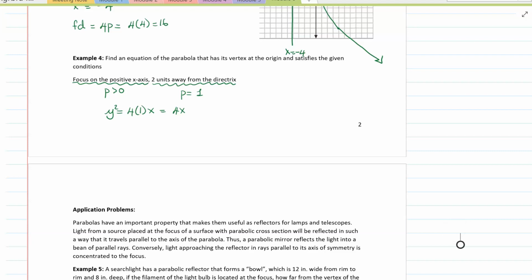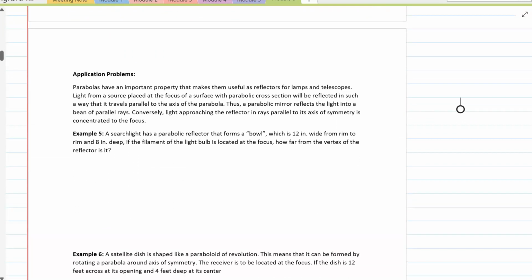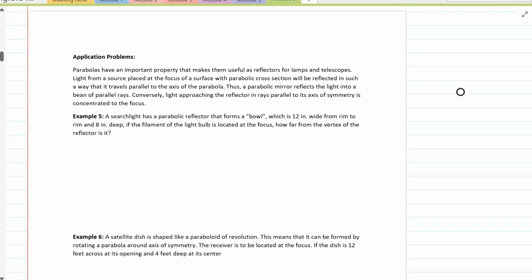Let's take a look at an application problem. So what do we want to know about algebra for, right? A parabola has an important property that makes it useful as the reflector for lamps and telescopes. Light from a source placed at the focus of a surface with parabolic cross-section will be reflected in such a way that it travels parallel to the axis of the parabola. Thus, the parabolic mirror reflects the light into a beam of parallel rays. Conversely, light approaching the reflector in rays parallel to its axis is reflected to the focus.